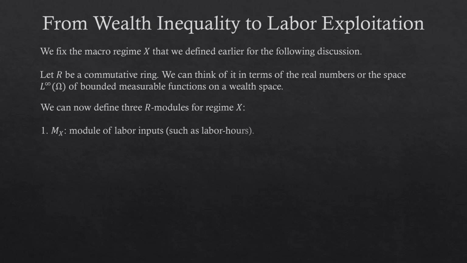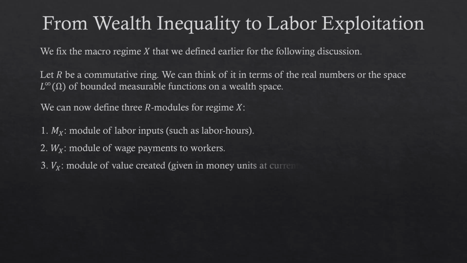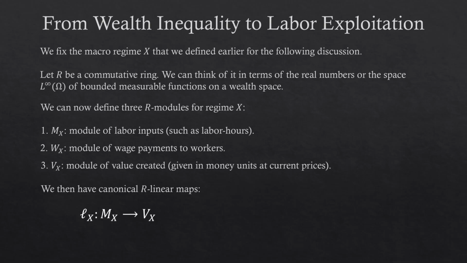One, M sub X, which is the module of labor inputs, such as, say, labor hours. W sub X, which is the module of wage payments to workers. V sub X, which is the module of value created, given in money units at current prices. We then have canonical R-linear maps. L sub X maps us from the module of labor inputs into the module of value created.